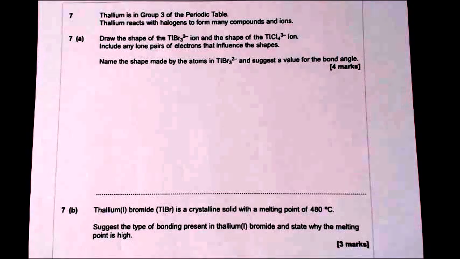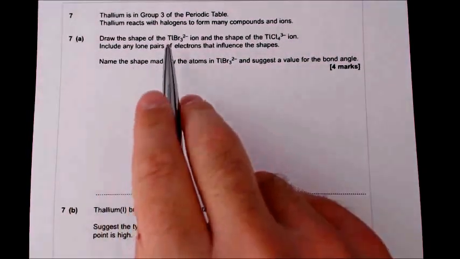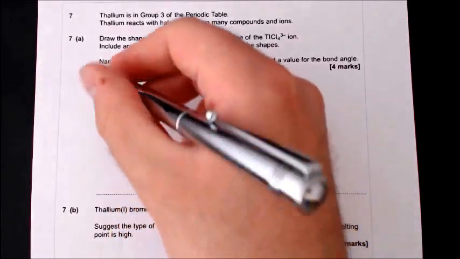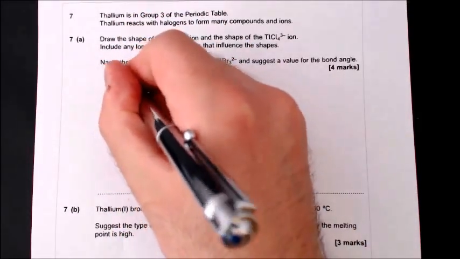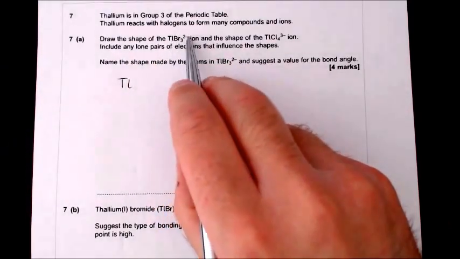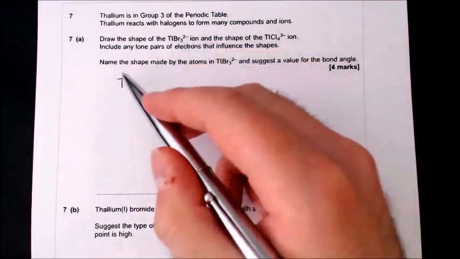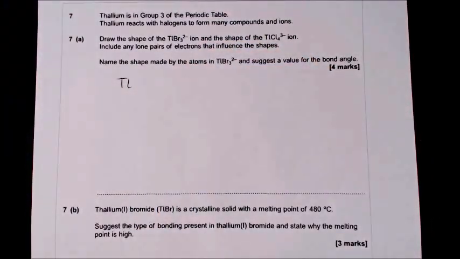So how I do it is I normally draw a dot cross diagram first, just to get an idea of how many bonding pairs and how many lone pairs I've got. So you can see here, we know that Tl is in group 3. So I'm just going to draw our dot cross diagram here. And it has 3 electrons of its own. There's a 2- charge. Now this suggests that, for the purposes of working out the shape, we add an extra 2 electrons to the Tl in the middle.